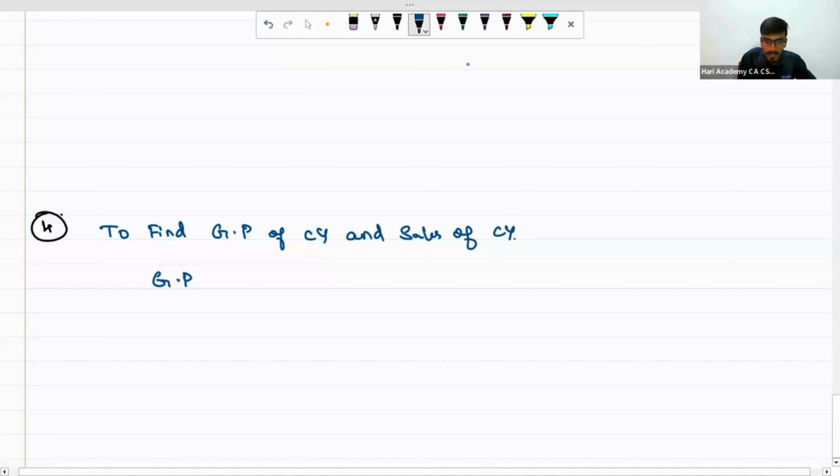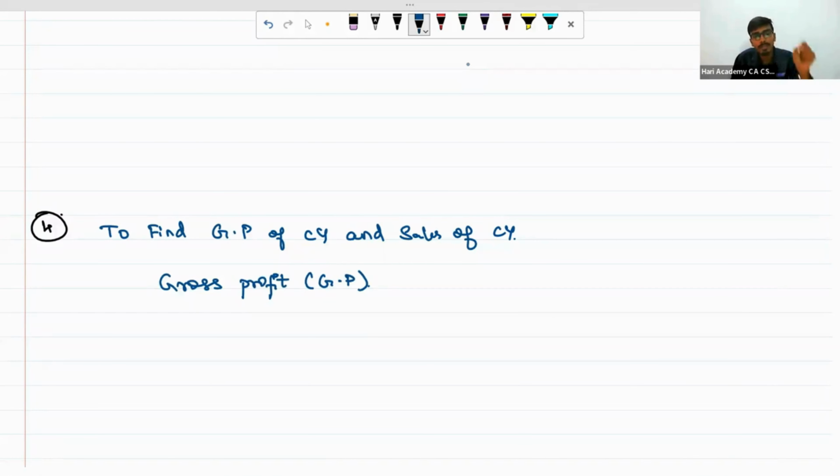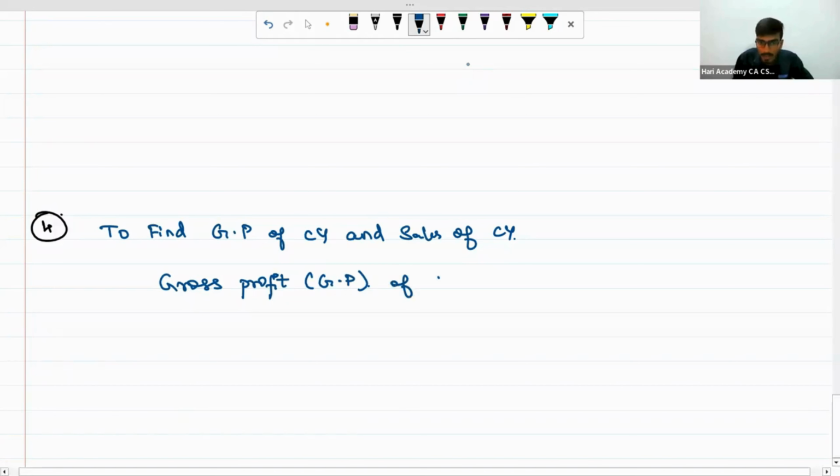The first time you write it, write it as gross profit. Write it as gross profit and then give a reference as GP. So whenever we come across gross profit, we will simply use the word GP. GP of last year is rupees 30,000.